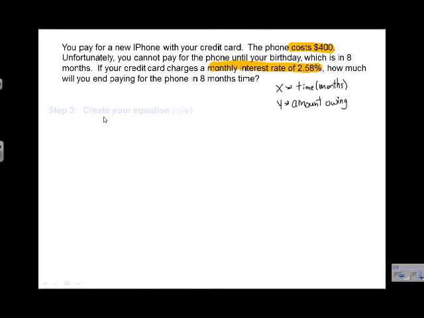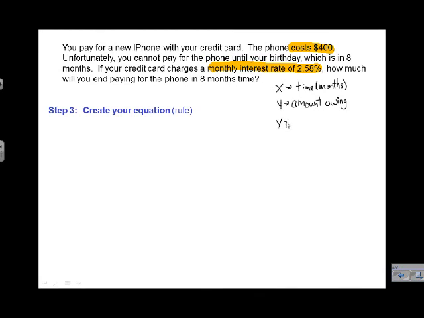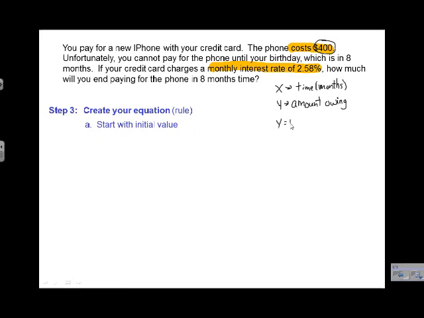All right, our next step, we have to create our equation or a rule. Now, most equations, you'd read with y equals, so we'll start with that. And then we're going to start with the initial value, which up here we can see is $400, the original purchase price of the phone.